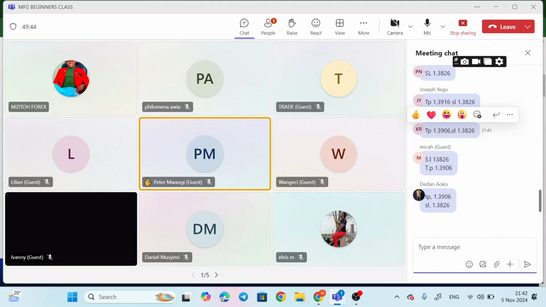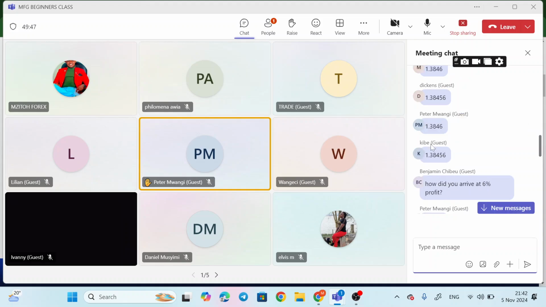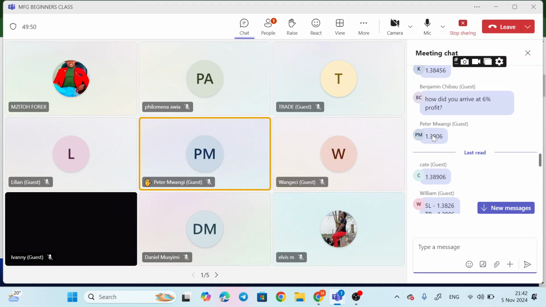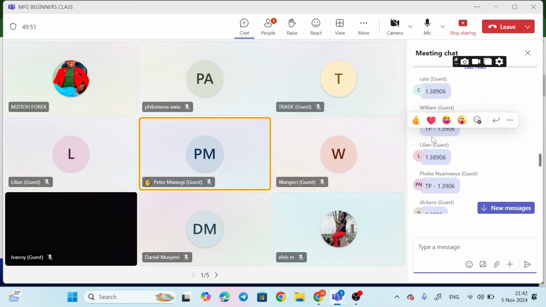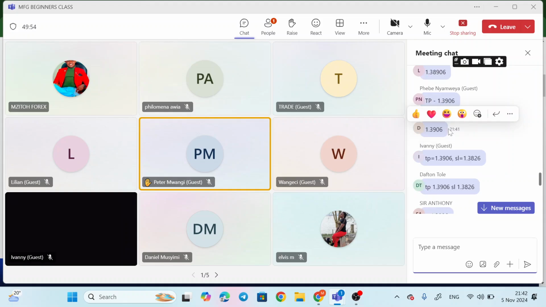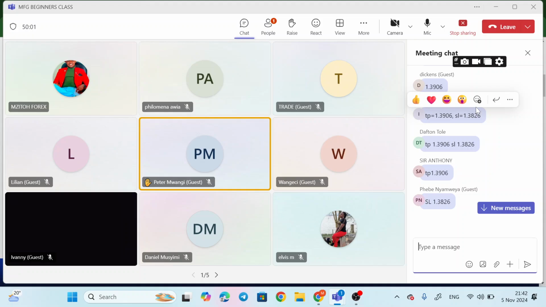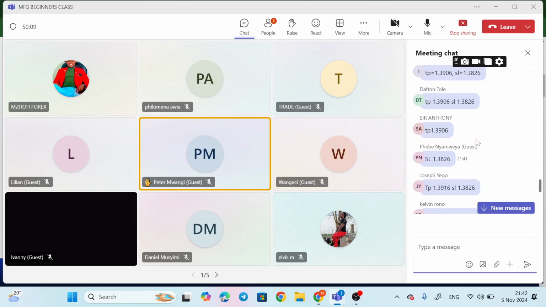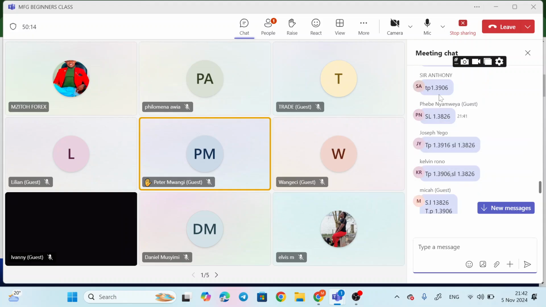We are going to do the calculation. Everyone, give your answer there. The entry, the SL, just give the answer. SL, TP. Okay, 3906. TP 3906, SL 26. Okay, TP 1.3906 correct. SL 3826 correct. Very consistent. 1.3916, that take profit, fix it, but SL is correct.